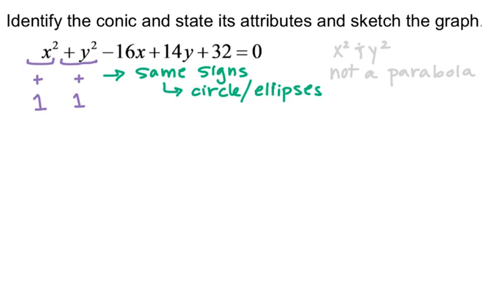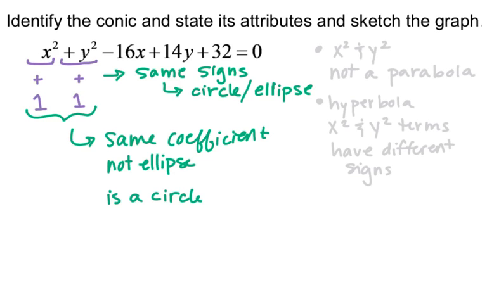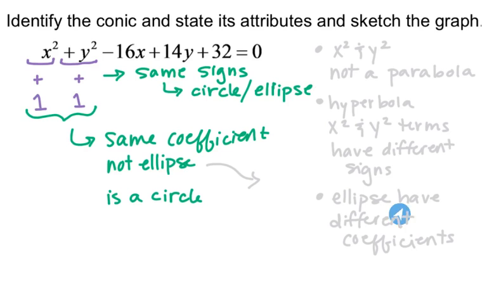So the same signs indicate we're dealing with a circle or an ellipse. So we know it is not a hyperbola. For a hyperbola, the x squared and y squared terms would have different signs. We could have a plus or a minus here. And then we see that they have the same coefficient. Having the same coefficient means that it is a circle, not an ellipse. An ellipse will have different coefficients.